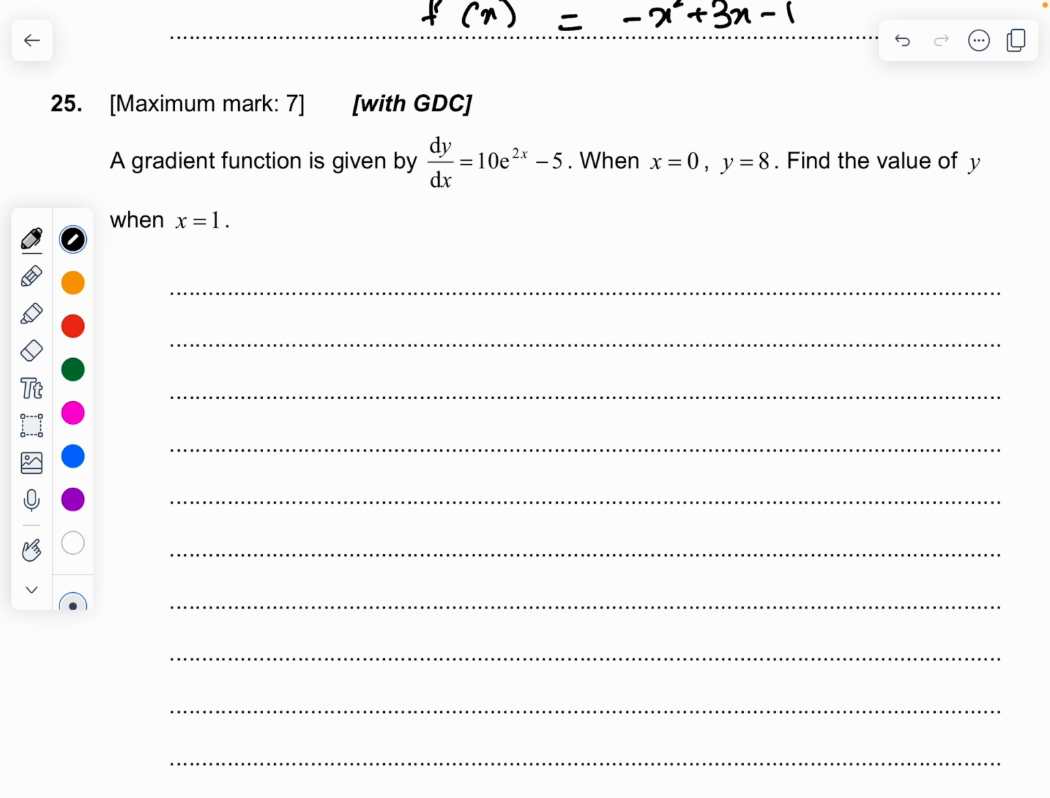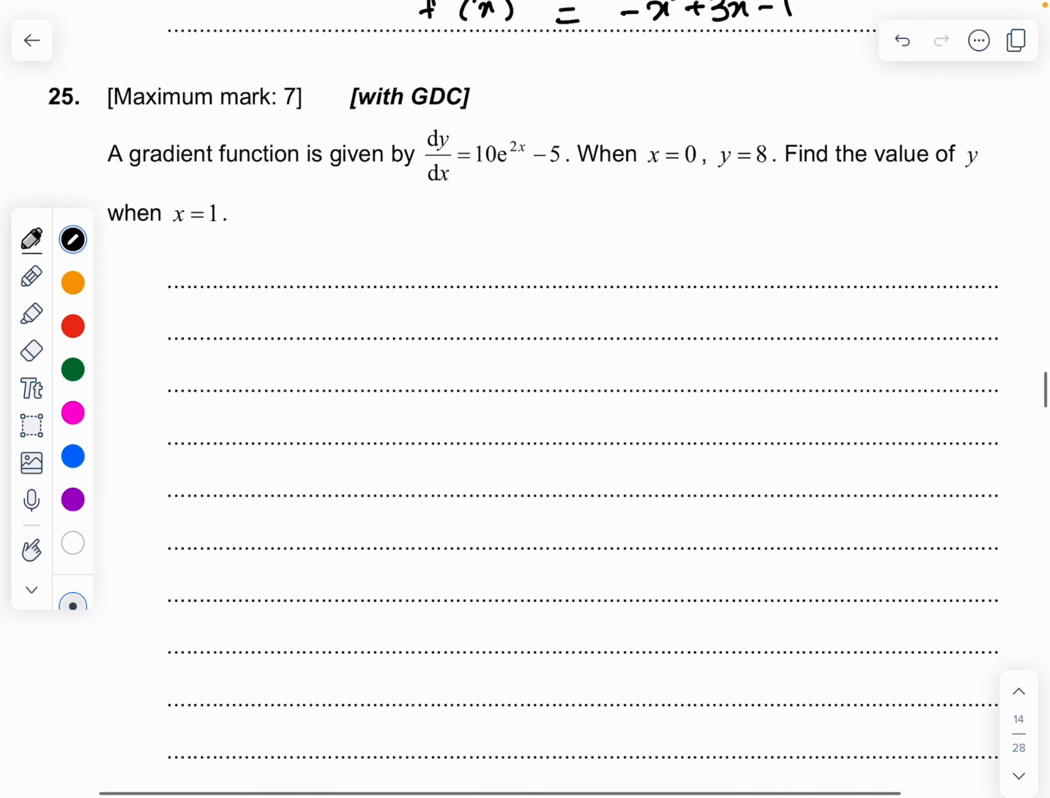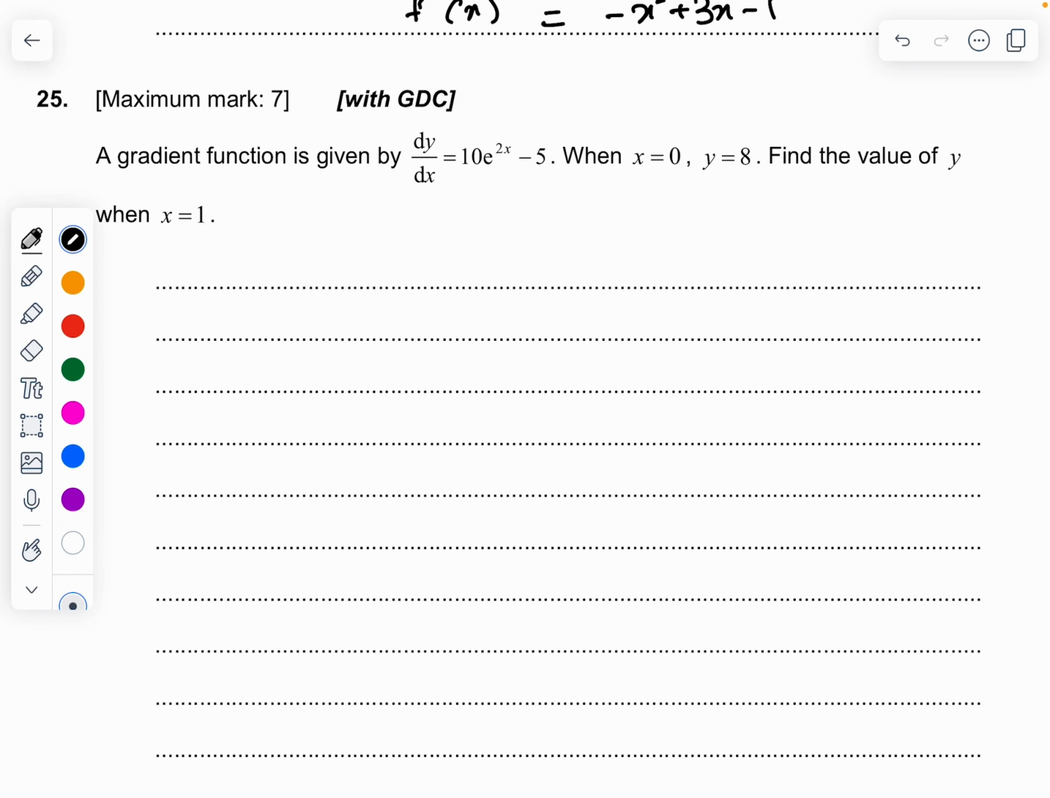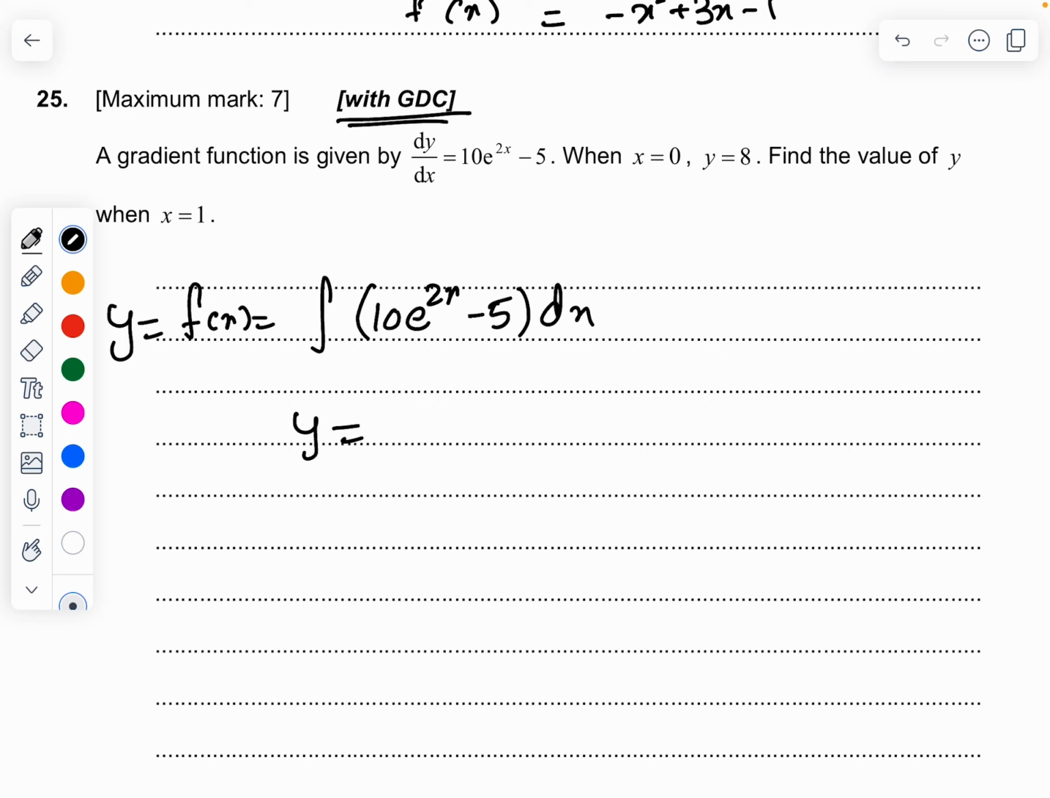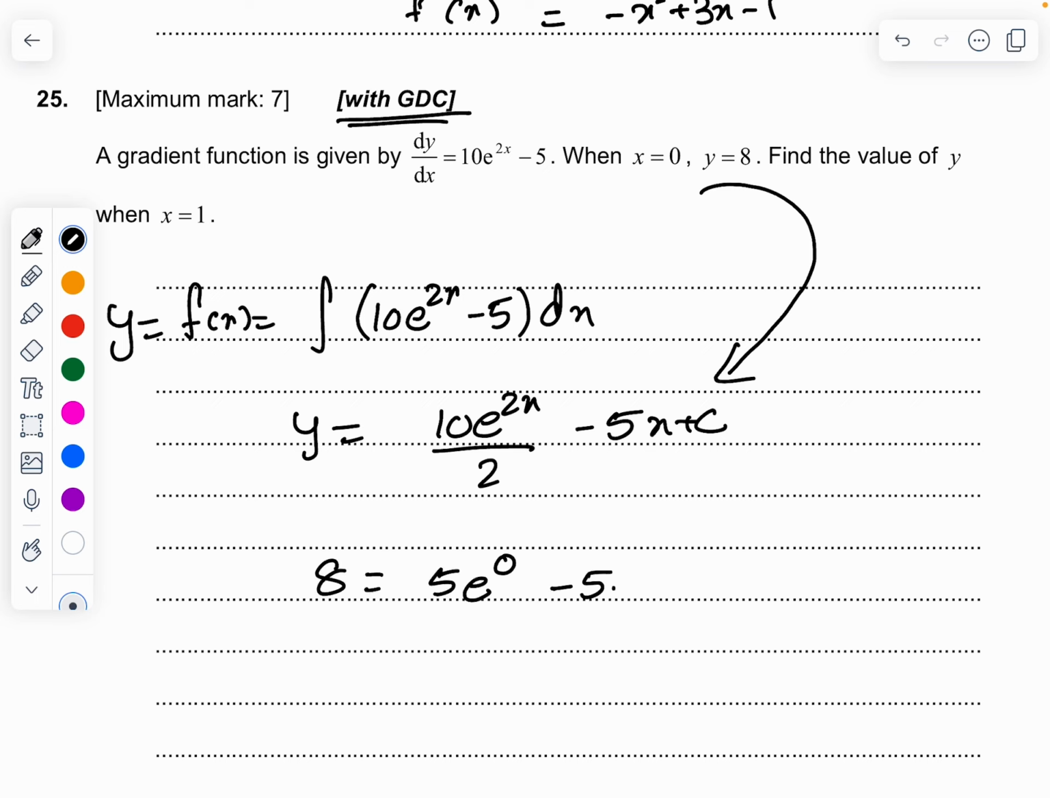A gradient function, x equals 0, y equals 8. These questions I'm doing with GDC now. dy by dx is given, so I'll do it without GDC. Without a calculator we can also do it. So y will become the integral of 10 e power 2x minus 5 dx. So y will become 10 e power 2x divided by 2 minus 5x plus c. But it passes through 0 comma 8. So 8 equals 5 e power 0 minus 5 times 0 plus c. So c will become 3.